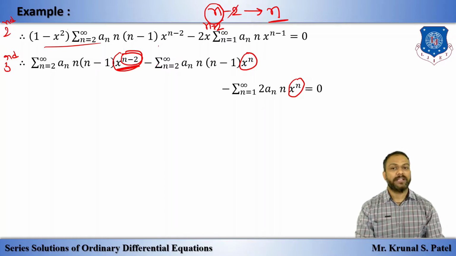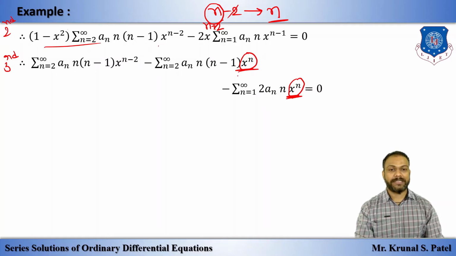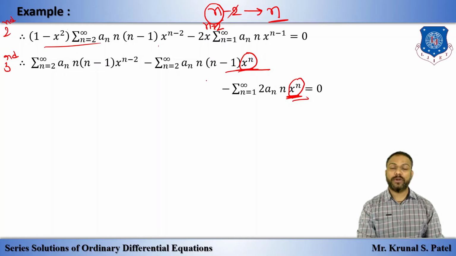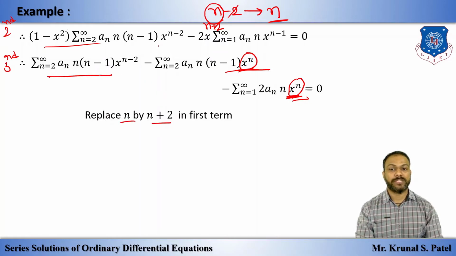So we have n. We will replace n by n plus 2 in the first term only, not in the second and third, because the second and third terms already have the power n as it is. You can make any of the powers equal, but here two terms already have the power n, so we'll change only the first term. If only one term had the power n, then we could change these two terms to n minus 2 also. Which power you want is up to you, but I'm just making it easy. So replace n by n plus 2 in the first term only.